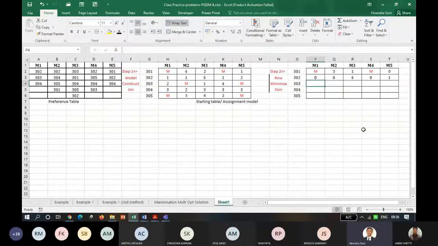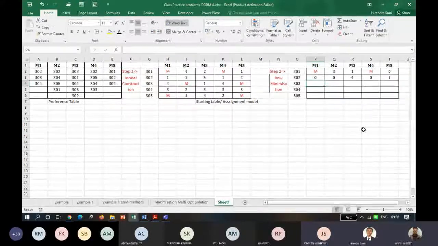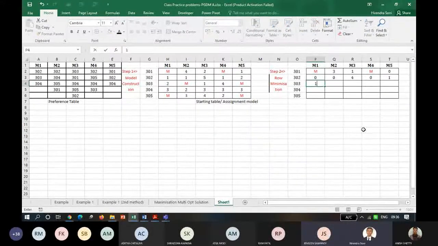Least value in this row? 1. So 2 minus 1? 1. M minus 1? M. 1 minus 1? 0. 4 minus 1? 3. M minus 1? M.